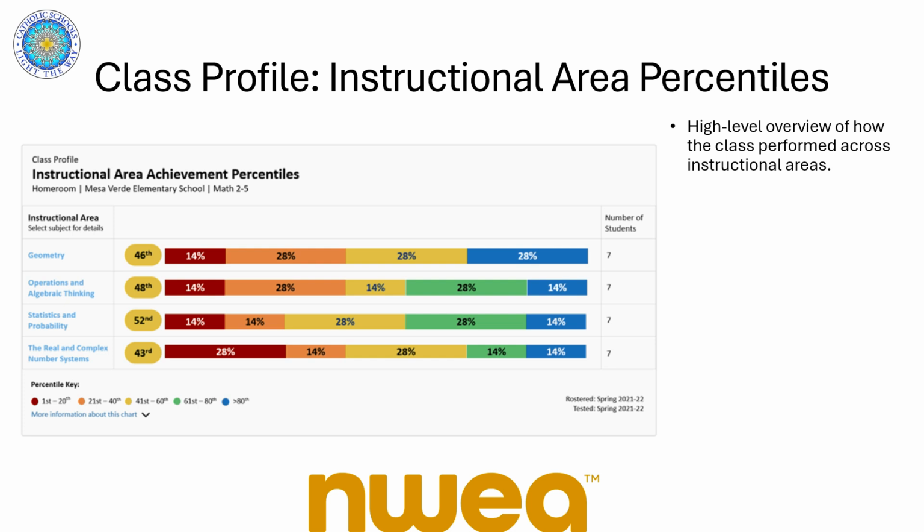This chart is great for a high-level overview of how the class performed across specific instructional areas. If students did very poorly in one or more of these areas, the teacher can assume that they need to maybe go back and reteach because there was a lack of mastery, or maybe there was an issue with mastery for 1 or 2 students.